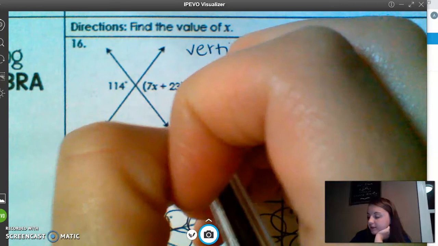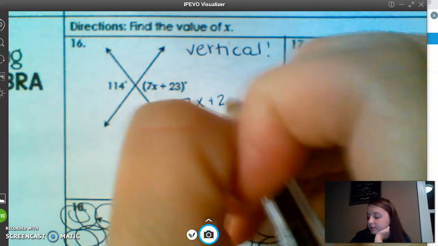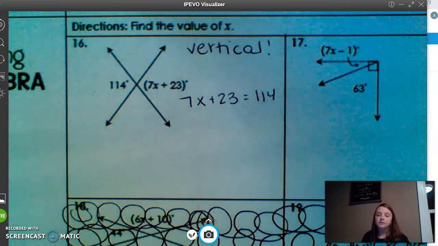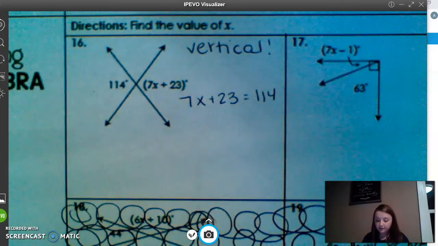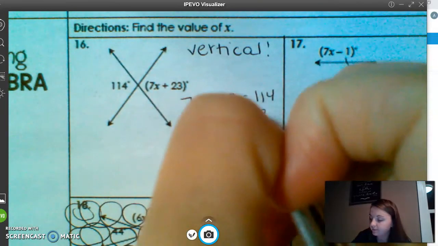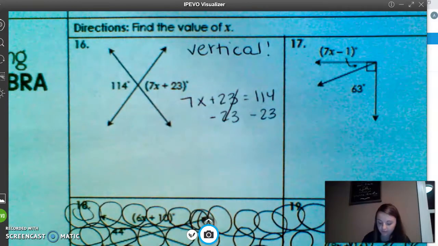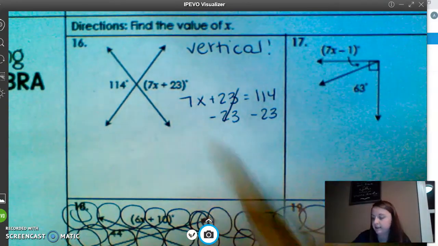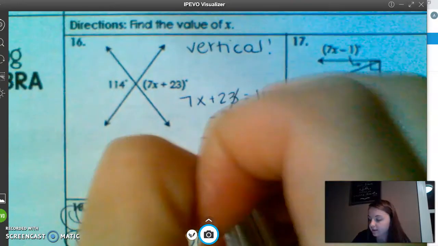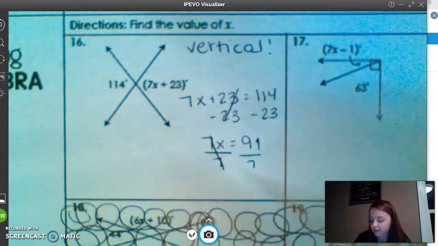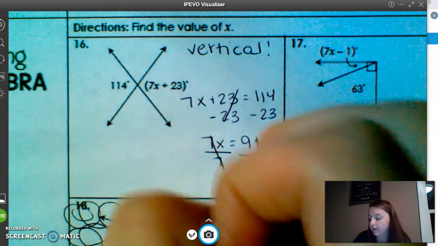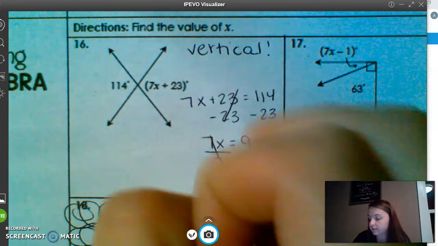So 7x plus 23 equals 114. Okay, so to solve that regular two-step equation, I would subtract 23 from both sides. So 114 minus 23 is 91. So 7x equals 91. Divide by 7 on both sides, and we get x equals 13.